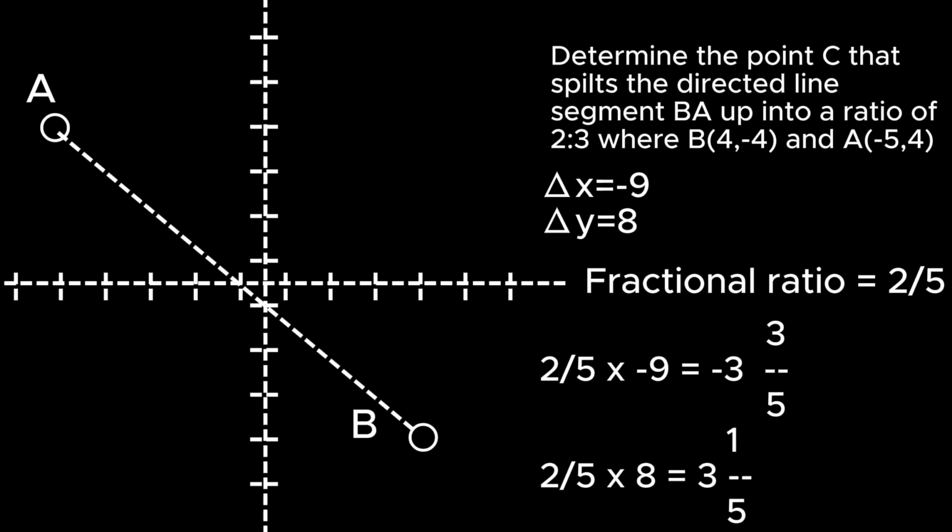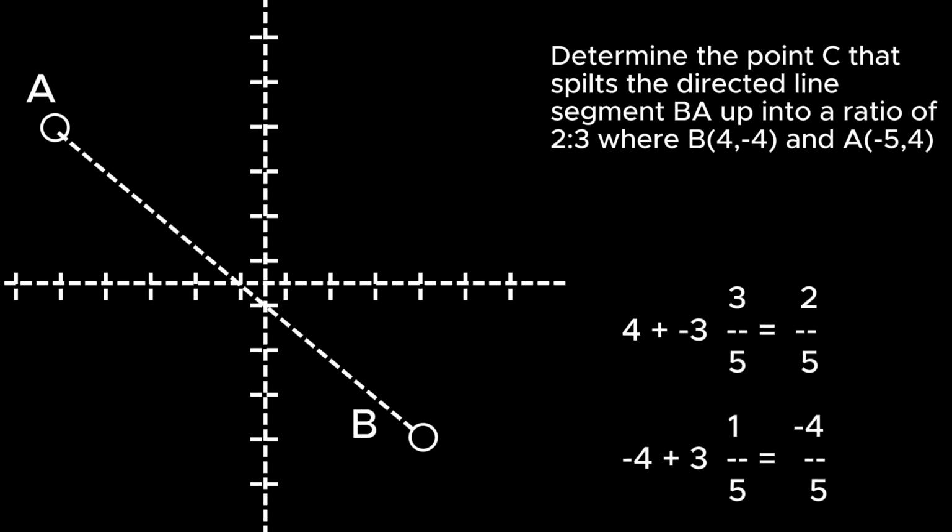Now we just add it back to our original point, and because it's segment BA, we add it back to point B, which is 4, negative 4. First we add negative 3 and 3/5 to our x value, and we get 2/5. Then we add our positive 3 and 1/5 back to our negative 4 value, and we get negative 4/5.